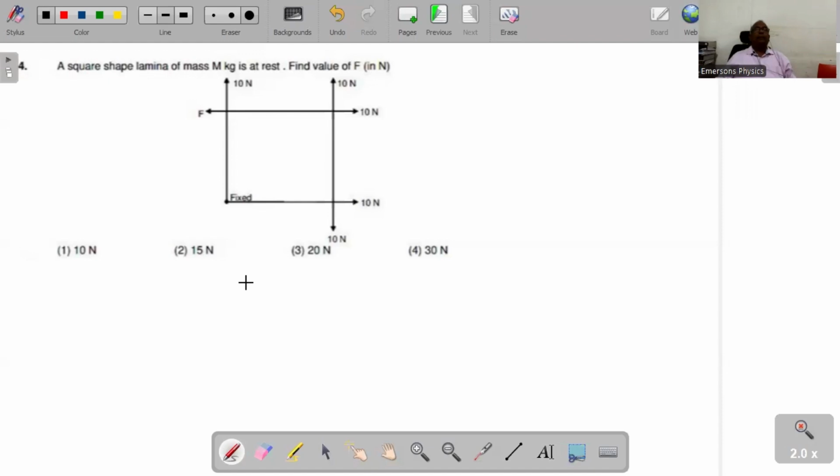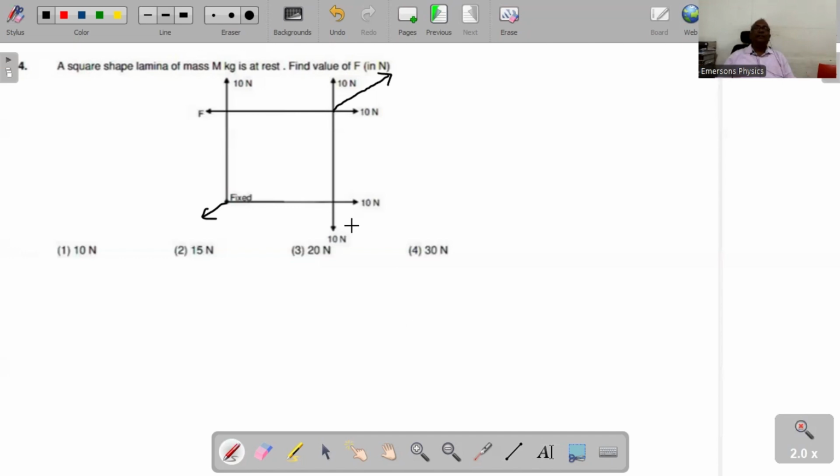A square shaped lamina of mass m kg is at rest. Find the value of F in Newton. We have a diagram. In this corner, there are two forces. This corner also has two forces. Whereas this is a fixed point, we wanted to find out this value. So it is clear these two forces, 10 Newton and 10 Newton, will give you a resultant force in this direction. And that force is cancelled by this fixed point. So we no need to worry about this force because it's fixed.